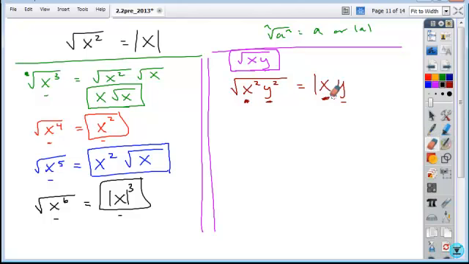So the way that we'll do that, we'll just put it all around the entire product. And so that square root of x squared y squared actually simplifies into the absolute value of the product xy.